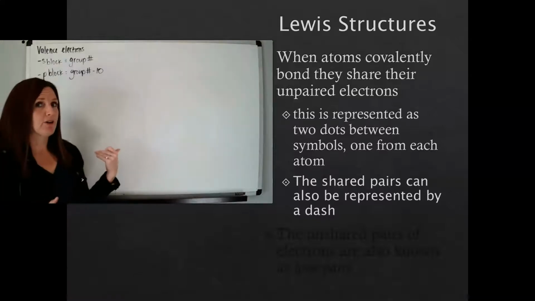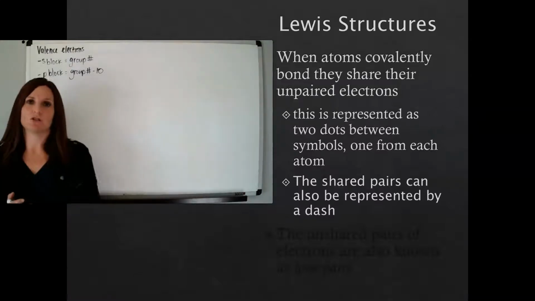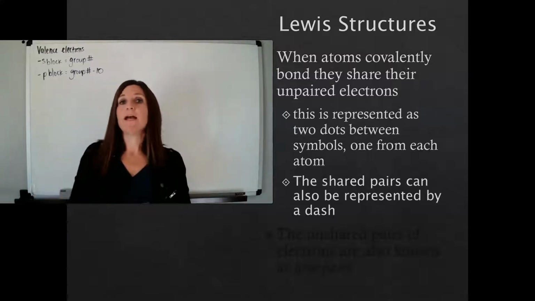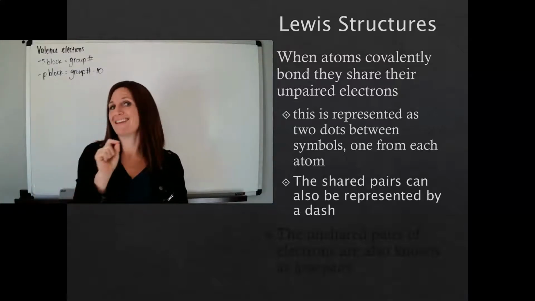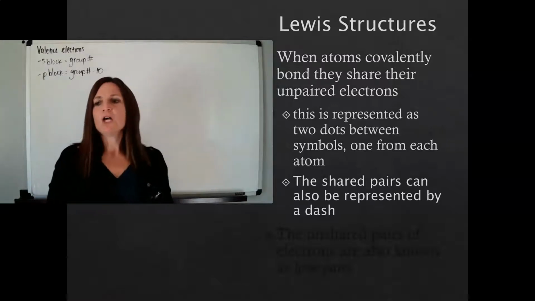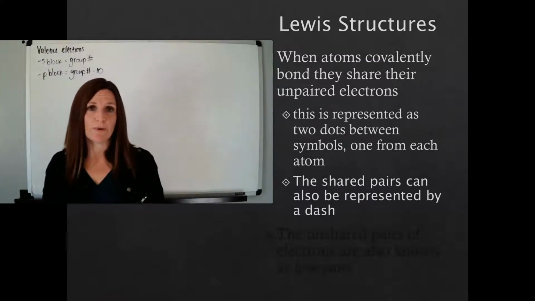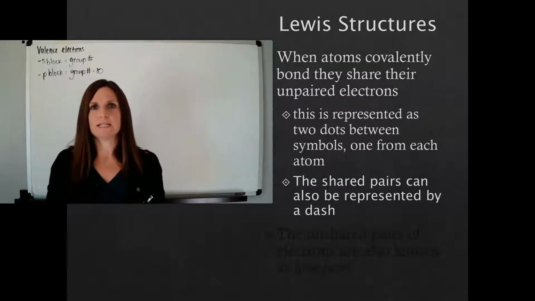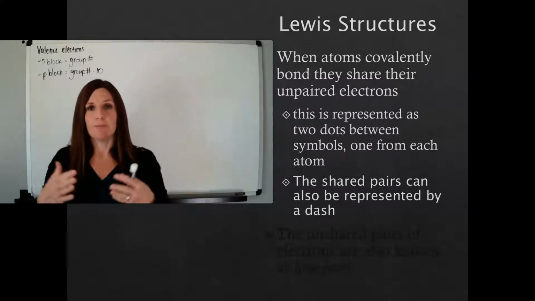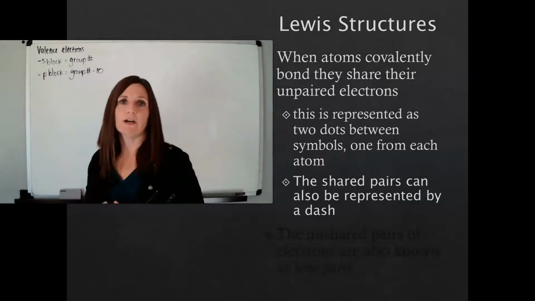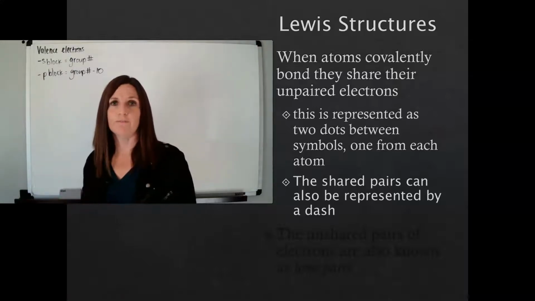I've left a reminder up here about how we know how many electrons are in the valence shell. If they are in the S block, it is their group number. If they're in the P block, it's the group number minus 10. When we start a Lewis structure, we start by drawing just the individual atom. We recognize the number of valence electrons and put them around the symbol for the atom. So let's start by drawing the Lewis structure for fluorine.